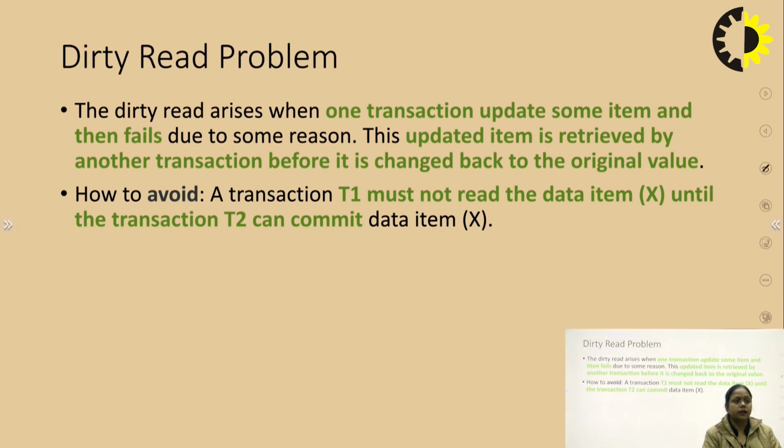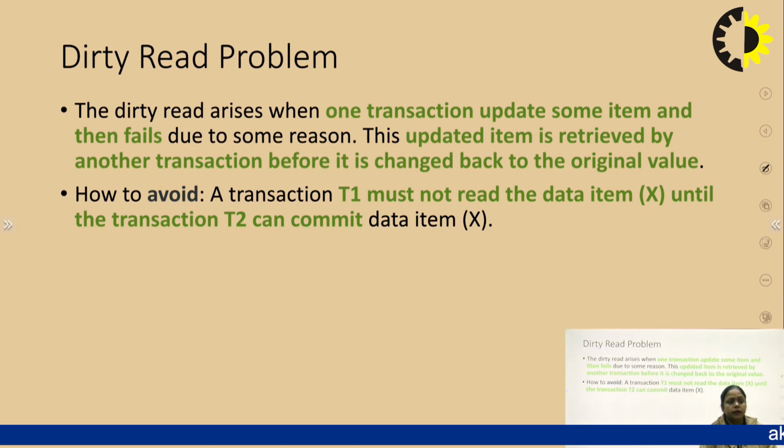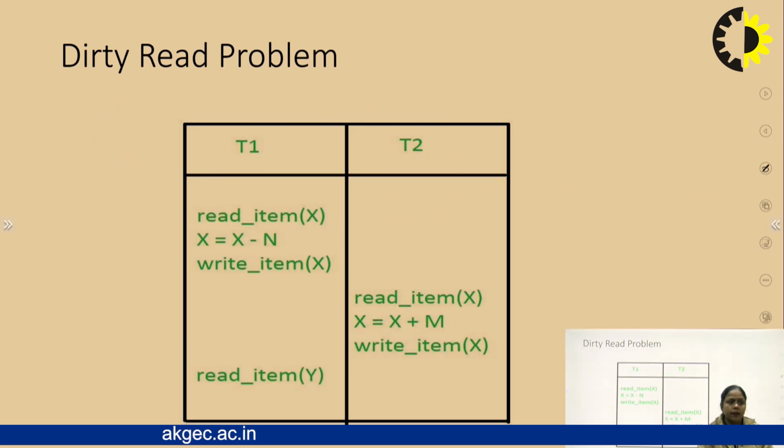Now next is the dirty read problem. The dirty read arises when one transaction updates some item and then fails due to some reason. This updated item is retrieved by another transaction before it is changed back to the original value. Now we can see the next example. With the help of the example, we can understand what a dirty read problem is. You can see in this schedule we have two transactions, T1 and T2.